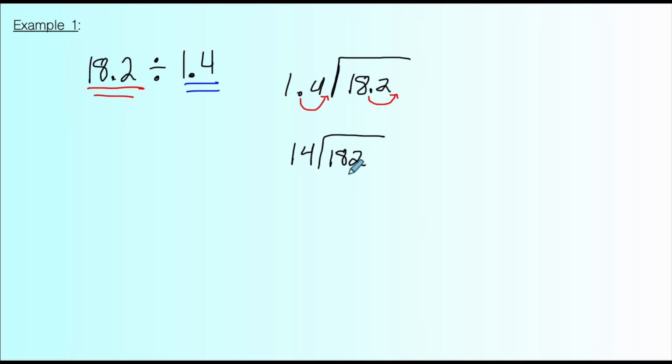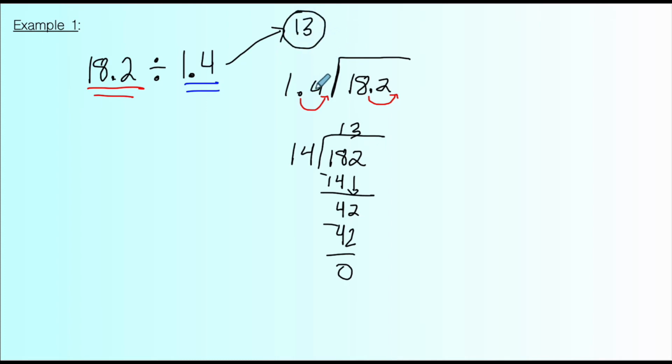So how many times can 14 go into 18? It can go in one time. And I'll subtract. 18 minus 14 is 4. And I'm going to bring down the 2. How many times can 14 go into 42? It can go in 3 times evenly because 14 times 3 happens to be 42. And so that tells me the answer to this division problem is 13. And the only thing that we had to do extra before we could do our long division was move the decimal over once in the divisor to make it a whole number, and do the same thing to the dividend.